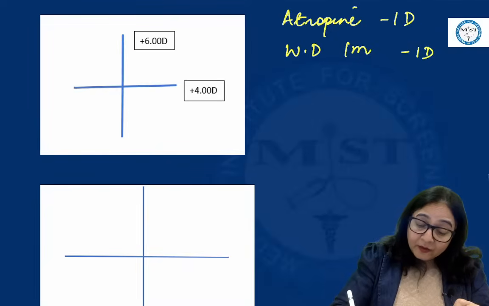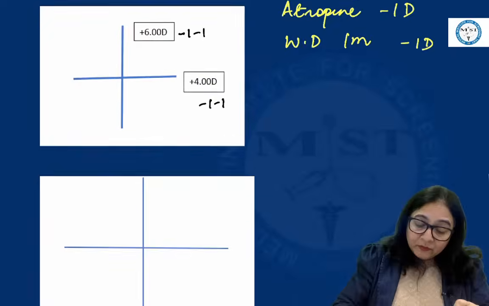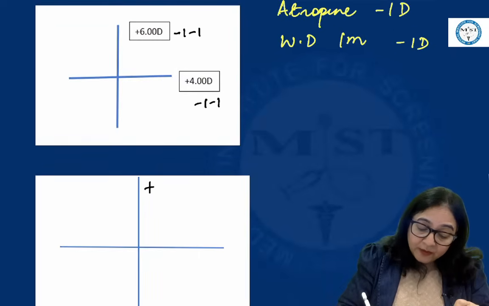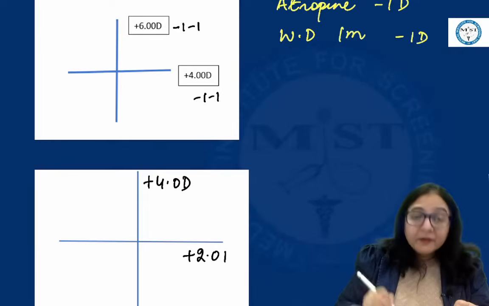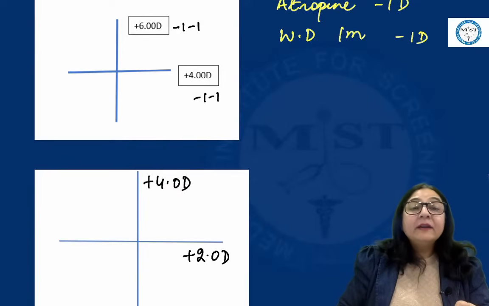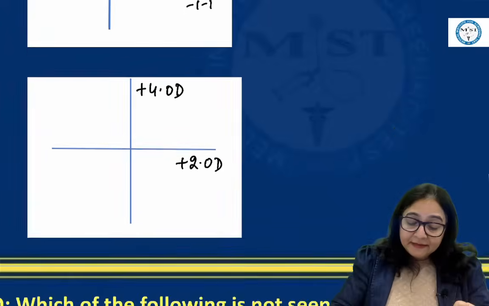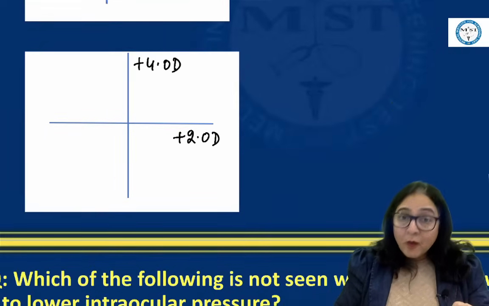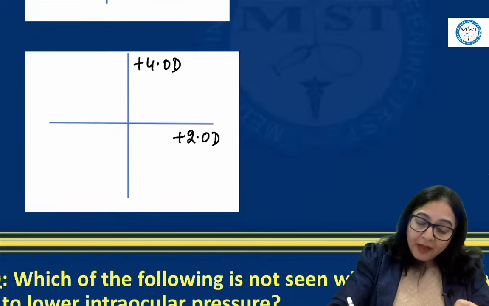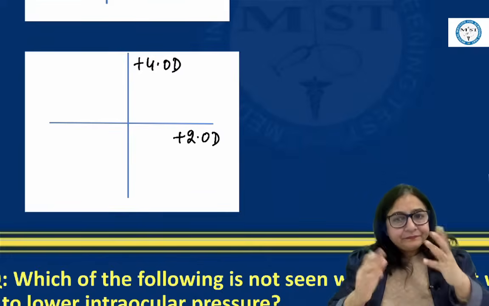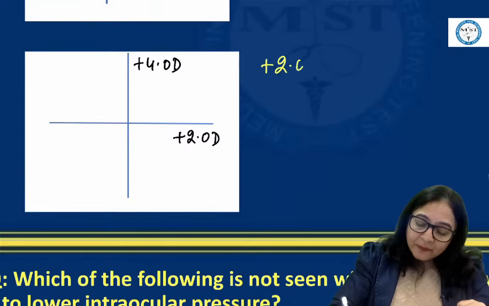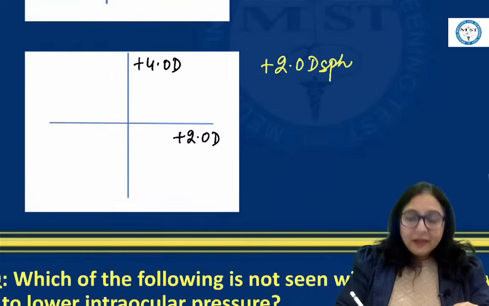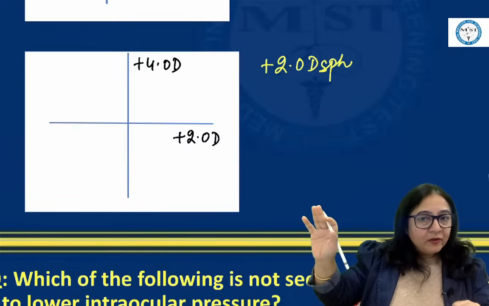So our corrected cross should be -1, -1, -1, -1. So now it is +4 diopter and +2 diopter. After correction, the corrected cross is +4 diopter at 90 degrees and +2 at 180 degrees or horizontal meridian. Now, always give the smaller numerical value as the sphere. So we will give +2 diopter spherical in the glass prescription, which will completely correct the horizontal meridian.